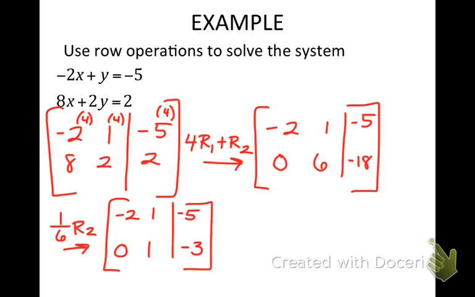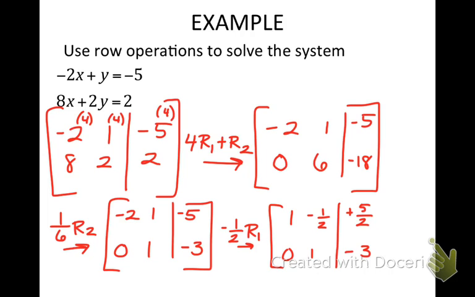So negative 2, I need to divide that by negative 2, so negative 1/2 R1. Negative 1/2 R1 gets a new row 1 of positive 1, negative 1/2, bar, negative 5/2. No, positive 5/2. Sorry. Then 0, 1, negative 3. All right, so now we're in row echelon form.